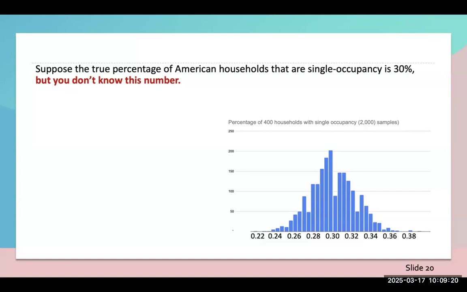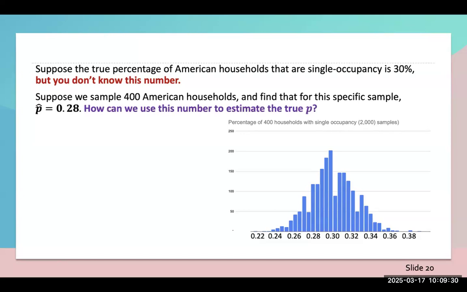What we need to do is go and create a sample. So we're going to use one of the sampling methods to get a sample of households. Let's say we get a sample of 400 households. So you go out, you get 400 American households, and you find that for this specific sample, the percentage of households that are single occupancy is 28%. How can we use this number to estimate the true p? How can we use this 28% and find that the true parameter is 30%?